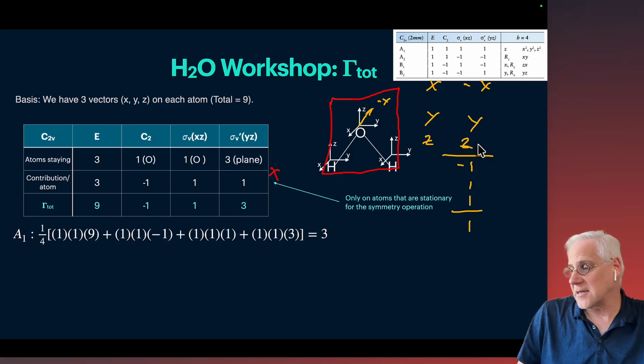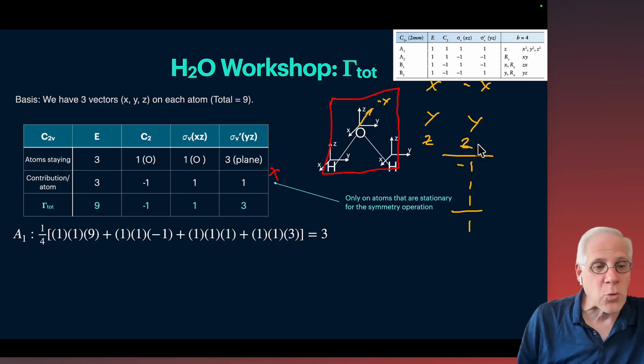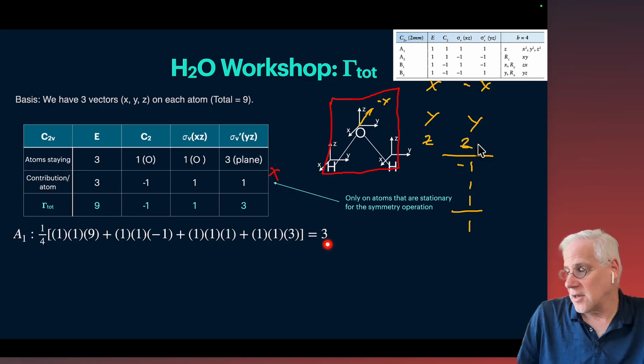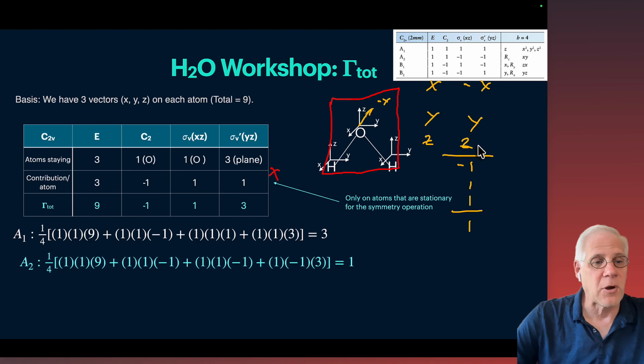For sigma V and the XZ, we have 1, 1, 1, and then we have 1, 1, 3. If you sum those up, you get 12. 12 divided by 4 is 3. So we have 3 A1 symmetry modes. So we'll go to our next one, which is our A2.